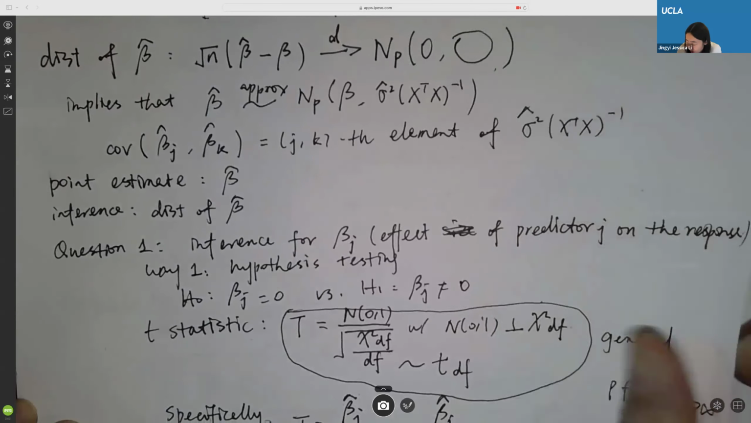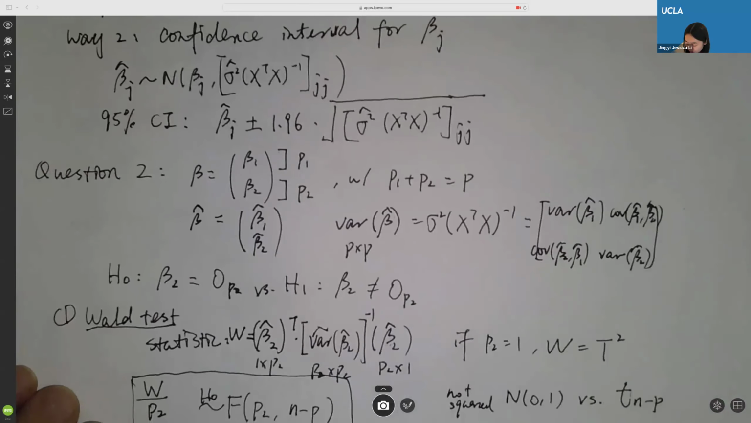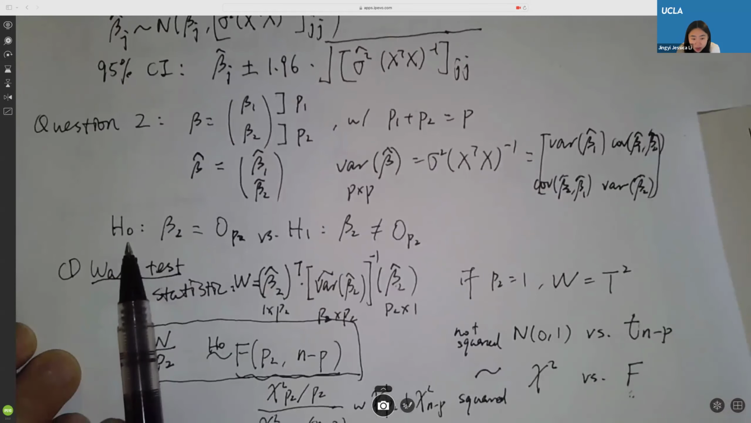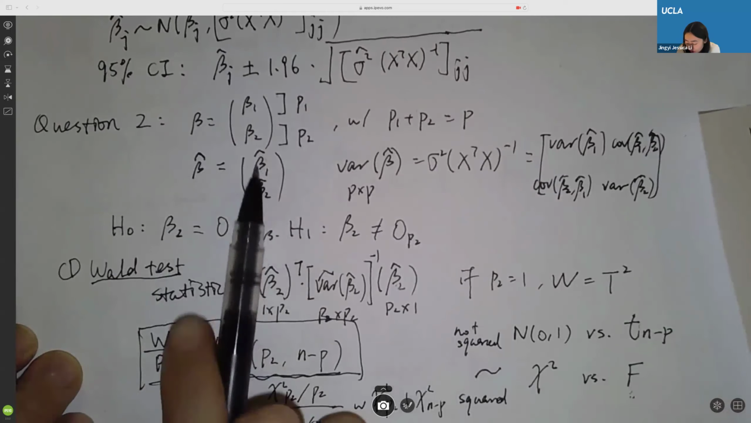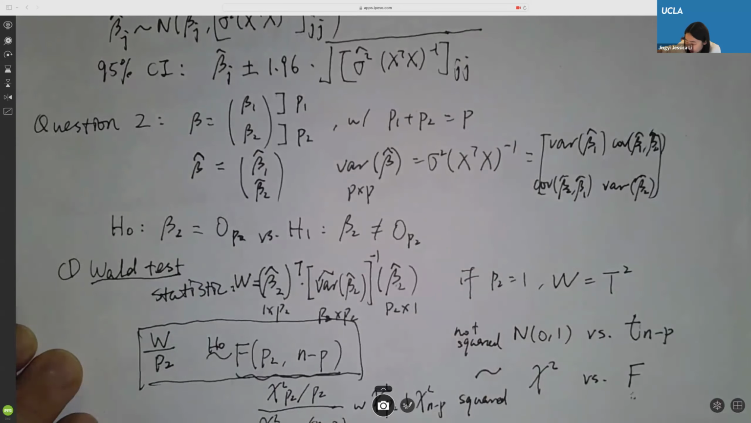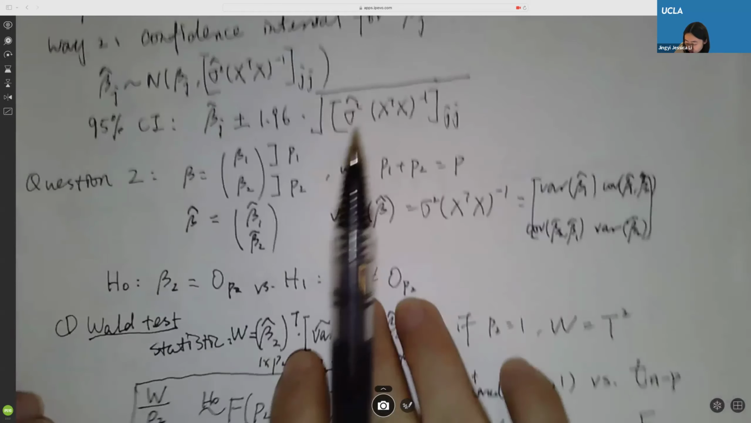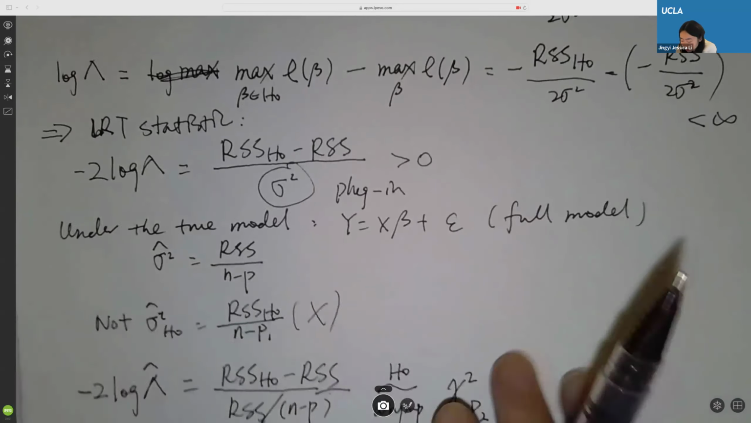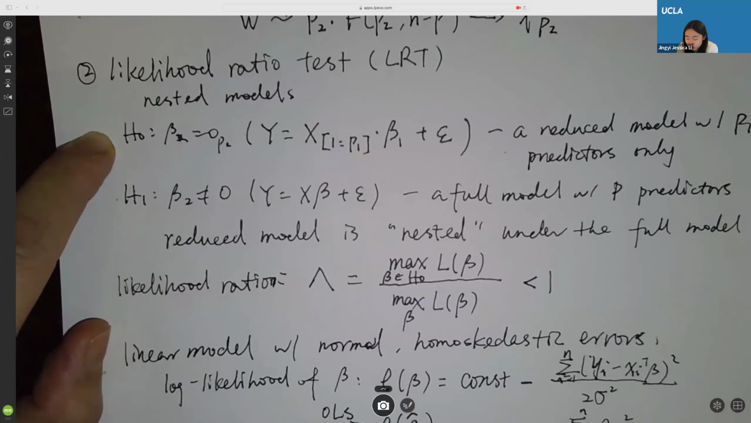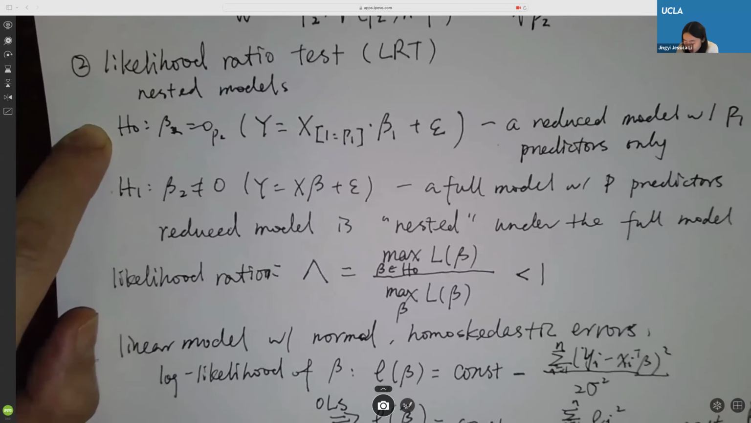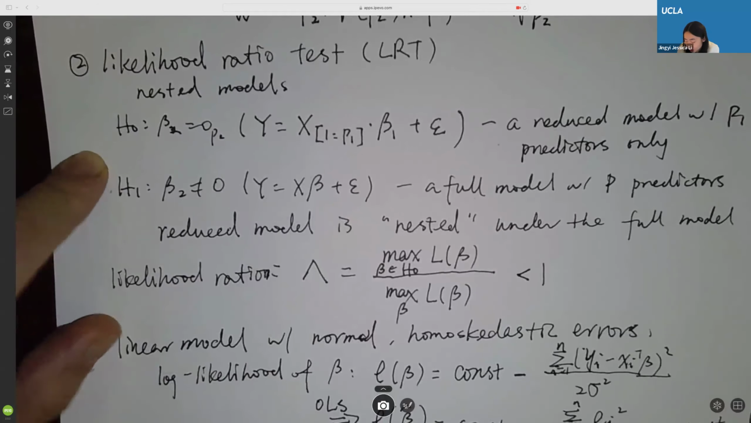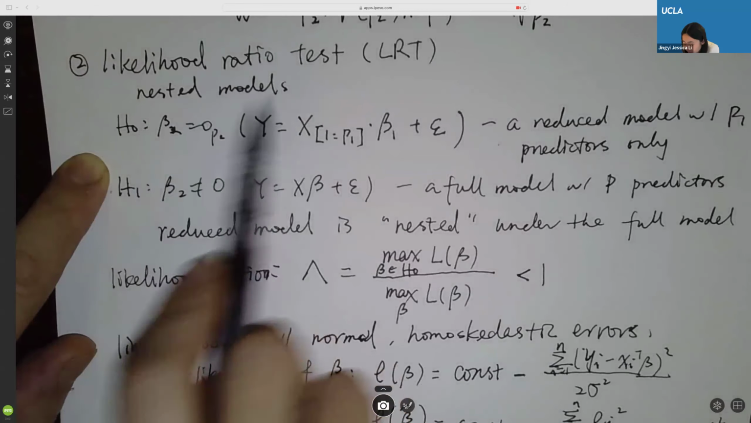But if we're interested in more than one element of beta, we first introduced the Wald test, which can help us decide whether a subvector of our beta is zero. Besides the Wald test, we also introduced the likelihood ratio test. The likelihood ratio test is a more general approach in that it can be applied to other models, not just linear models, but it requires the models to be nested.